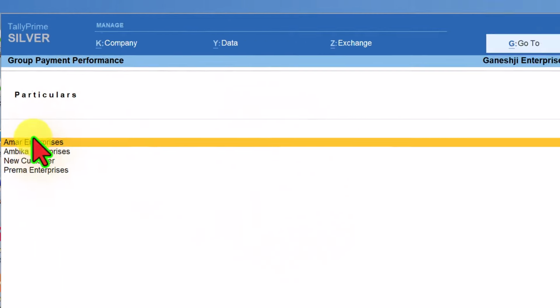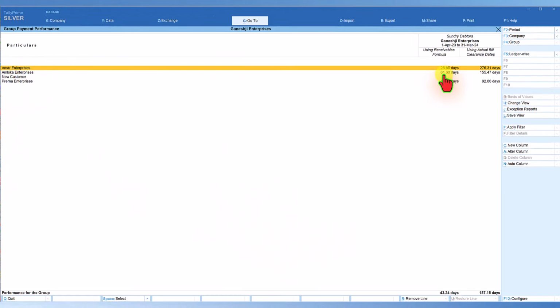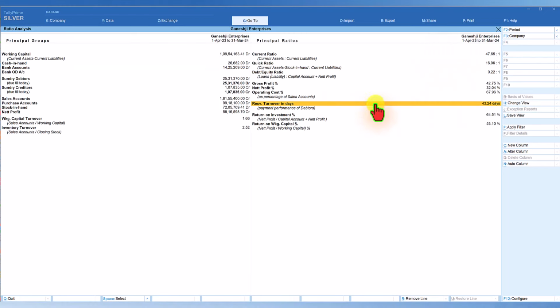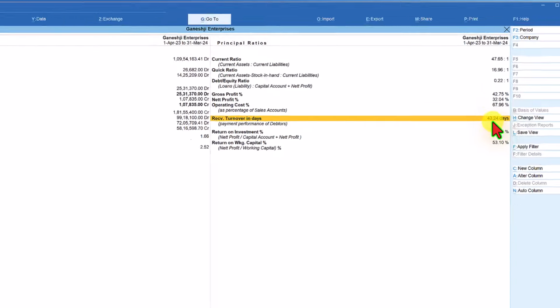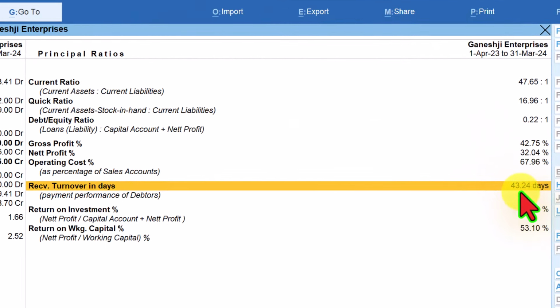This way each party's outstanding is calculated, and the average of all these number of days using the receivable formula is what Tally is giving you as a single figure, saying that it takes 43.24 days.